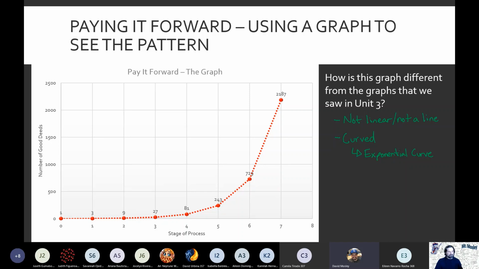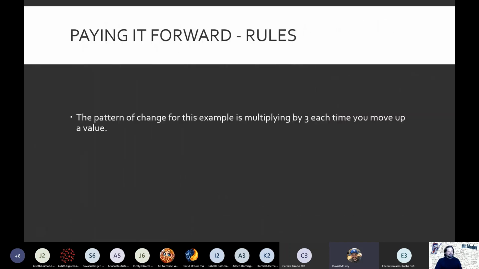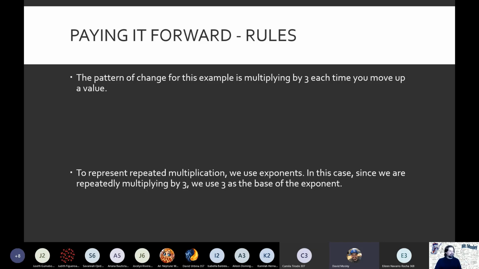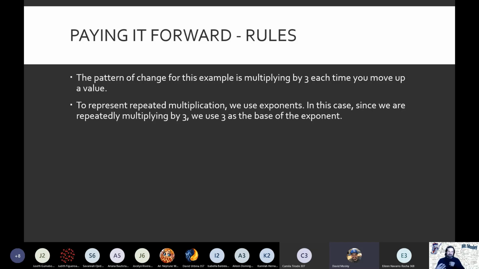All right, so now, see what the graphs look like. Many exponential growth functions will look similar to this. It just depends on how big the numbers are, how small the numbers are. So when it comes to the rules, the pattern of change for this example is multiplying by 3 each time you move up a value. So each stage we move in the process, or each time we increase the value of x, we multiply by 3.